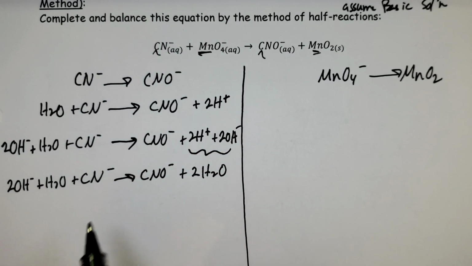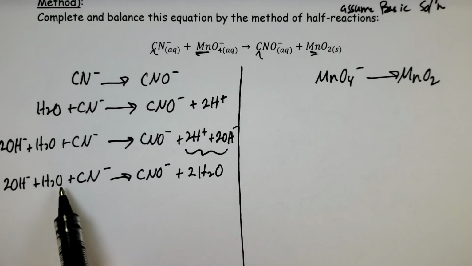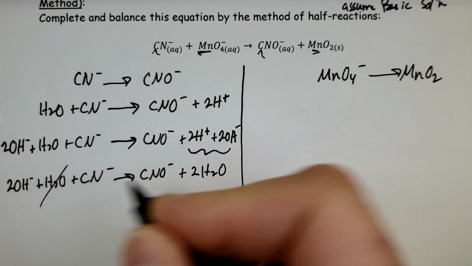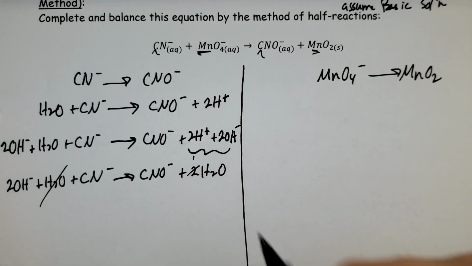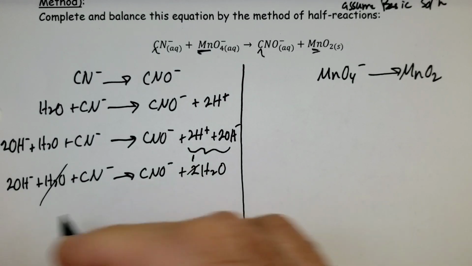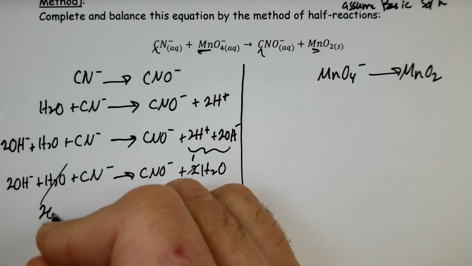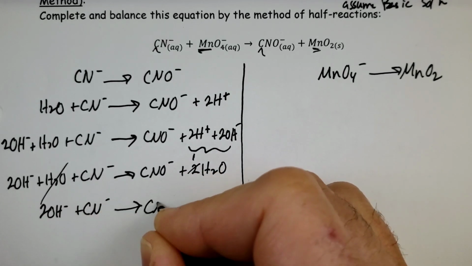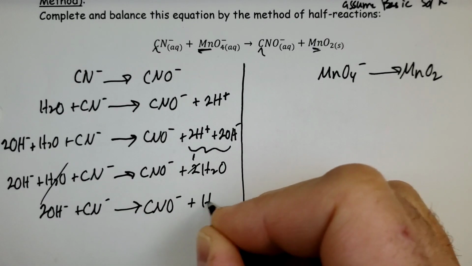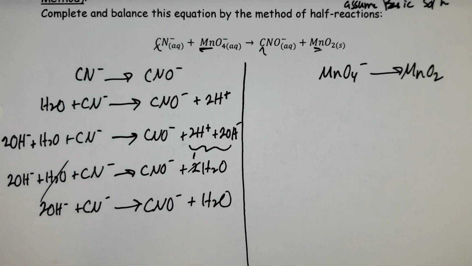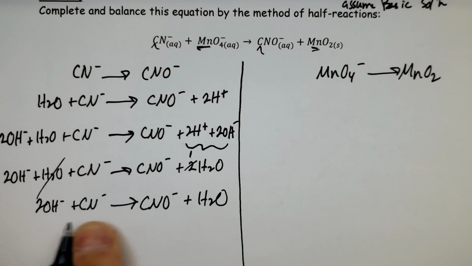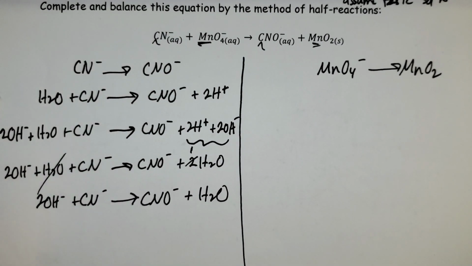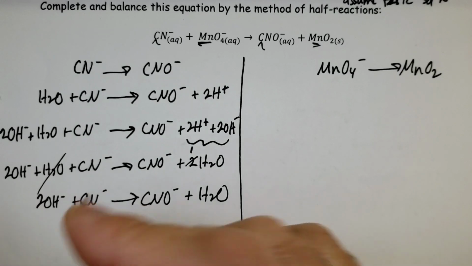Now, what happens here is I have water on both sides. So I can cancel. I have one water here, two waters here. So one cancels with one, leaving me with one, because I had two over there. So two OH's plus a CN negative yields this and this. Notice it's all of a sudden become a basic half reaction because of that OH over there. Now I can balance for charge.